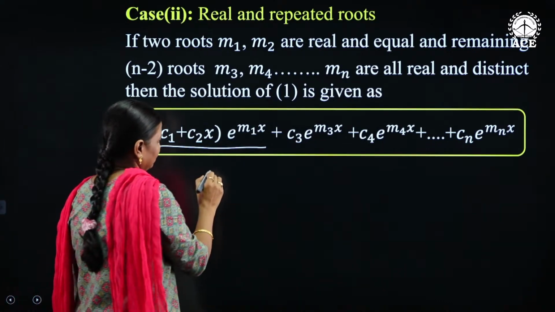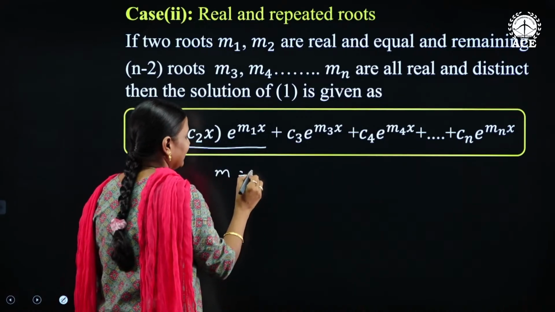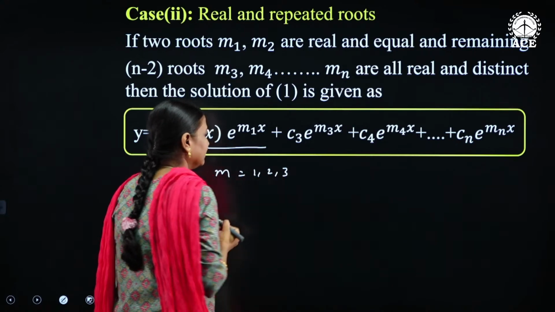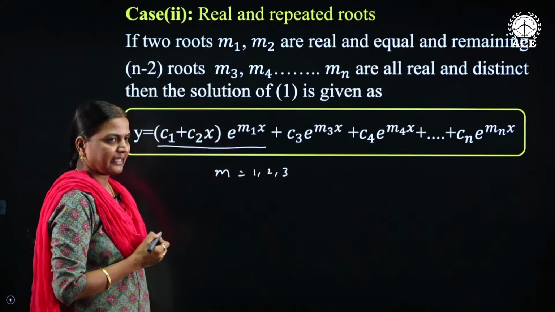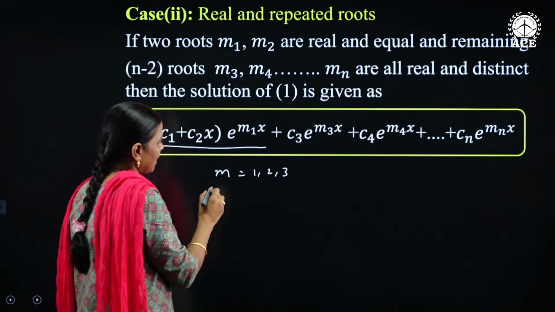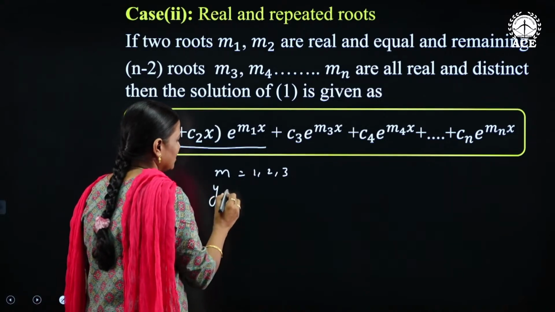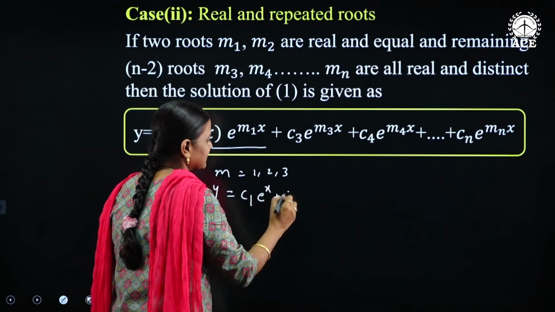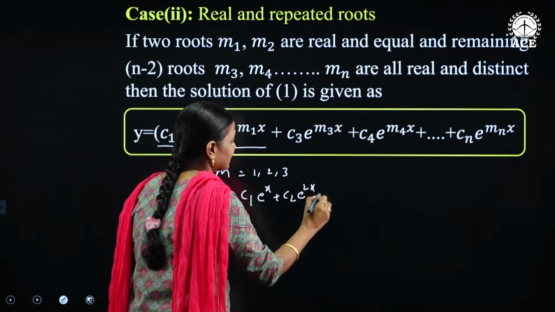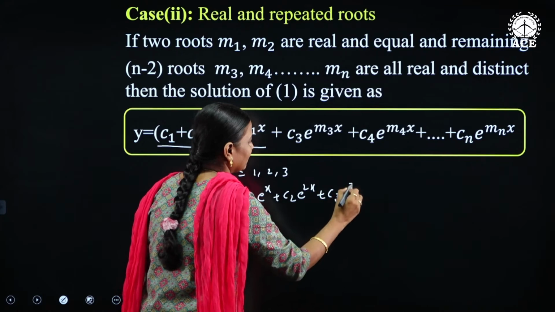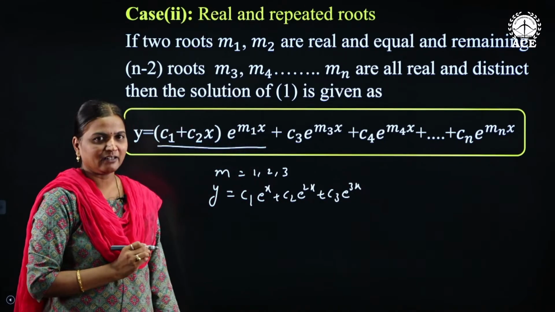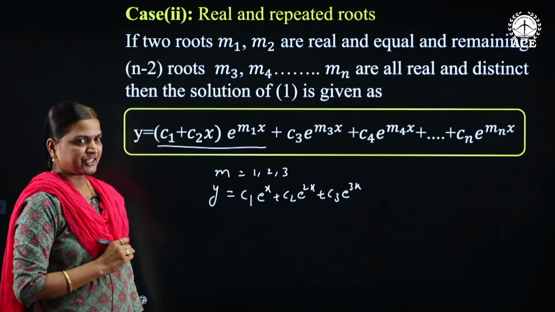Suppose, taking from the first 2 cases, m is equal to 1, 2, 3 are the 3 roots, real and distinct. In this case, how to write the general solution part? y is equal to c1 into e power x plus c2 into e power 2x plus c3 into e power 3x. This is the general solution for the roots 1, 2, 3. Here roots are real and distinct.